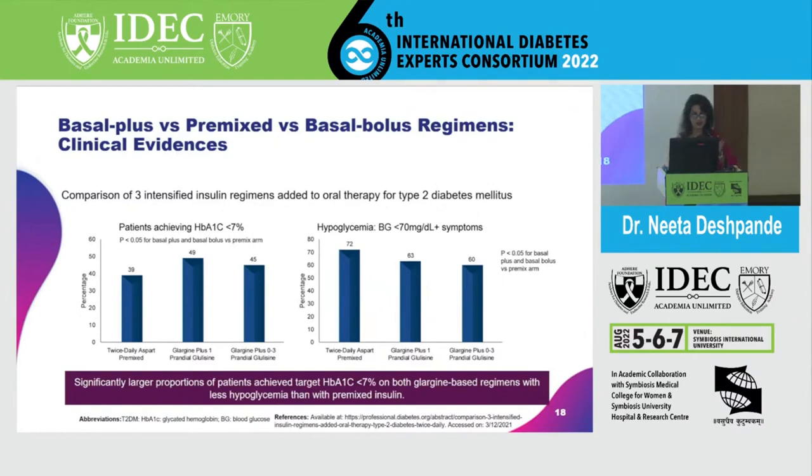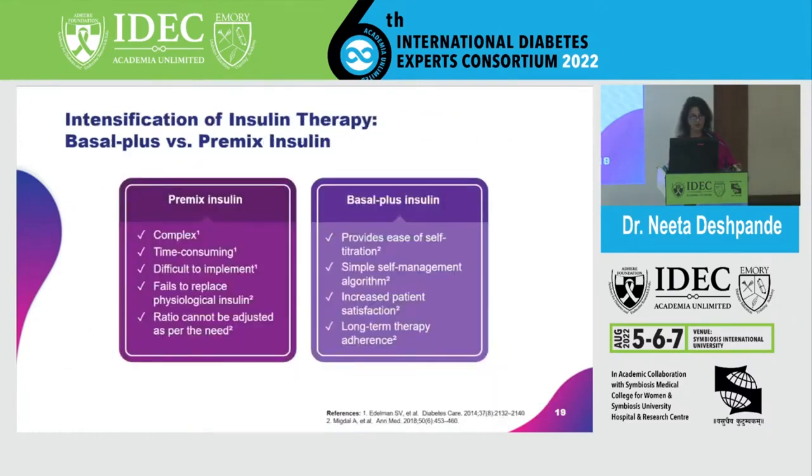So in the first one, you had twice daily premixed, which is what we use very frequently. Then you had glargine plus 1 prandial, so that is basal plus. And then you have a third one which goes all the way, and that is basal bolus. So what you find here is that compared to the premix, both basal plus and basal bolus fared very, very well, especially in terms of glycemia as well as on the occurrence of hypoglycemia.